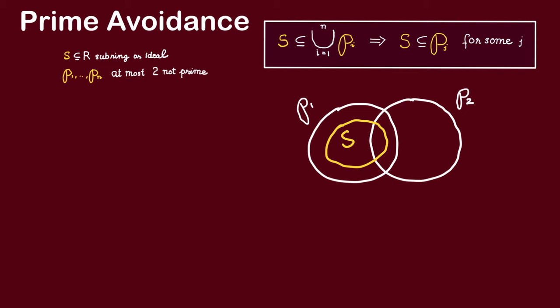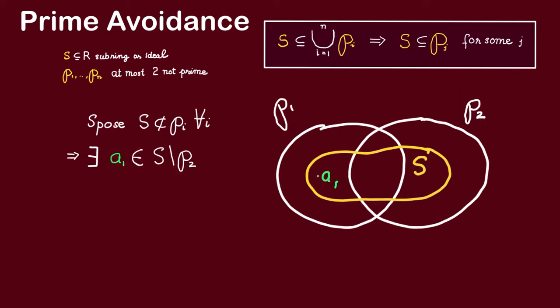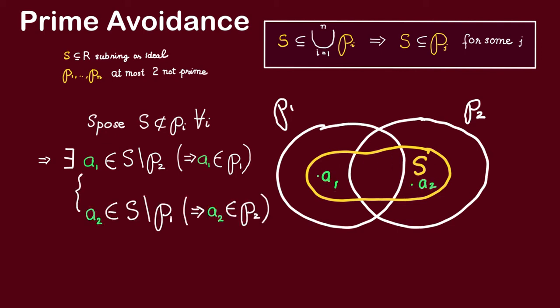Alright, so let's do that by induction. Let's start with two primes and assume that S lies inside the union of P1 and P2. Now, by contradiction, suppose that S does not lie completely inside either of these Pi. Since S doesn't lie completely in P2, we should be able to find some element a1 of S outside of P2. Observe that since S lies inside the union of P1 and P2, a1 must lie inside P1. Similarly, since S does not lie completely inside P1, there must be some a2 in S that is outside of P1. And thus, a2 must lie inside P2.